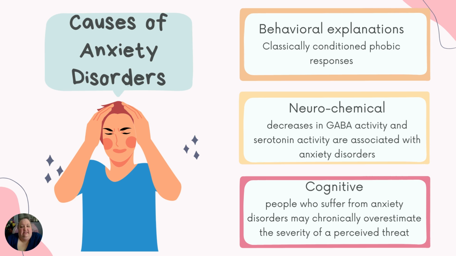Causes of anxiety disorders, we have behavioral, kind of classical conditioning to phobic responses. So you see it all the time, therefore you are afraid. If you see on TV all the time that people should be afraid of spiders, it kind of gets in your head and all of a sudden you're afraid. Neurochemical, decrease in GABA activity. Serotonin activity is also associated with anxiety disorders.